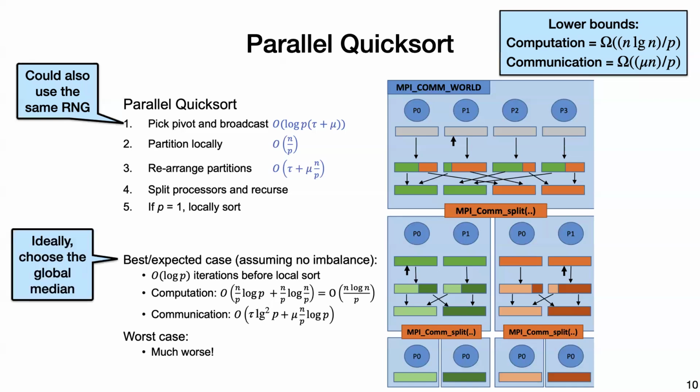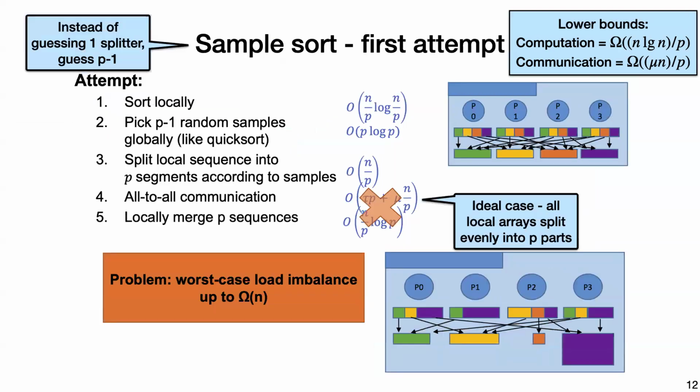Yeah, and this expectation case is ideally if you magically pick the global median every time, then you can reach this expectation bound, but it's a randomized thing. So we are good on the computation lower bound, but the communication lower bound is still a log factor off. Ideally, we would like to lower this into the lower bound for communication. Questions so far?